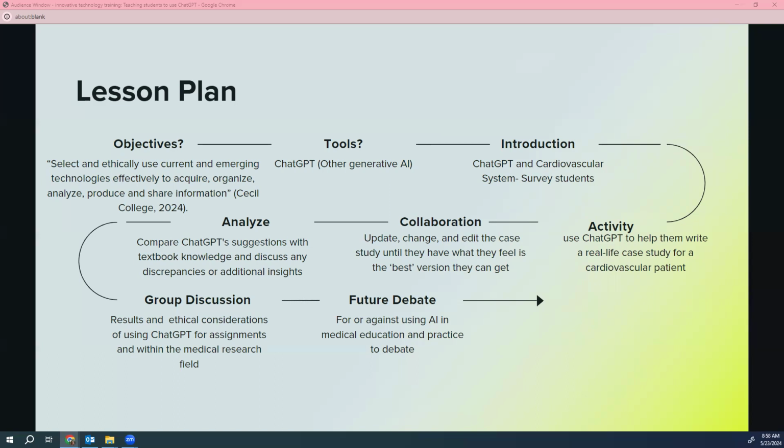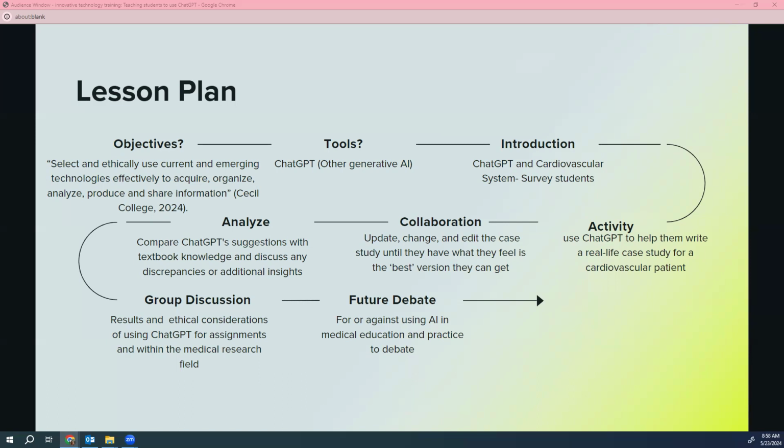My classroom is a flipped classroom style, where students watch video lectures at home, take notes, and then we complete discussion and activities within the classroom. For this particular activity, the students would be asked to use ChatGPT to help them write a real-life case study for their cardiovascular patients. Students within their collaborative groups would continue to ask the generative AI to update, change, and edit the case study until they have what they feel is the very best version that they can get.